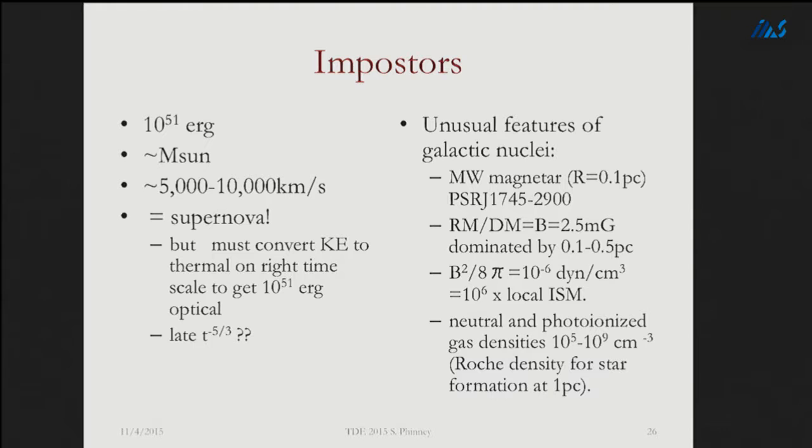So t to the minus 5/3, I think, remains an interesting puzzle, but I think it's worth thinking a little bit about whether some of these old Turlovich ideas of trying to make AGNs by supernovae in dense media might actually be happening. Maybe not all the quasars, but some of the interesting events we see might actually be these. I'll stop there.